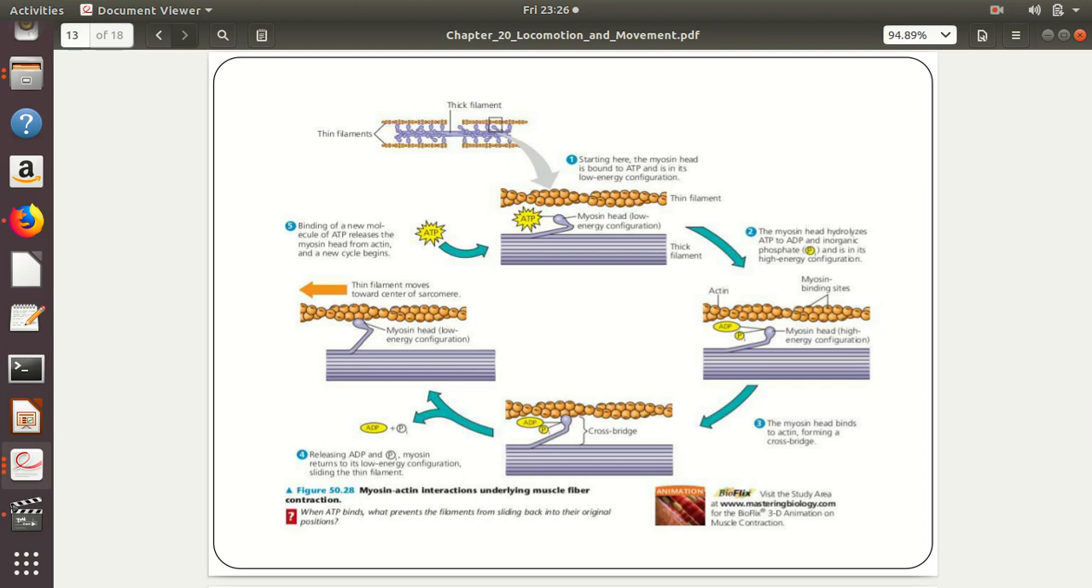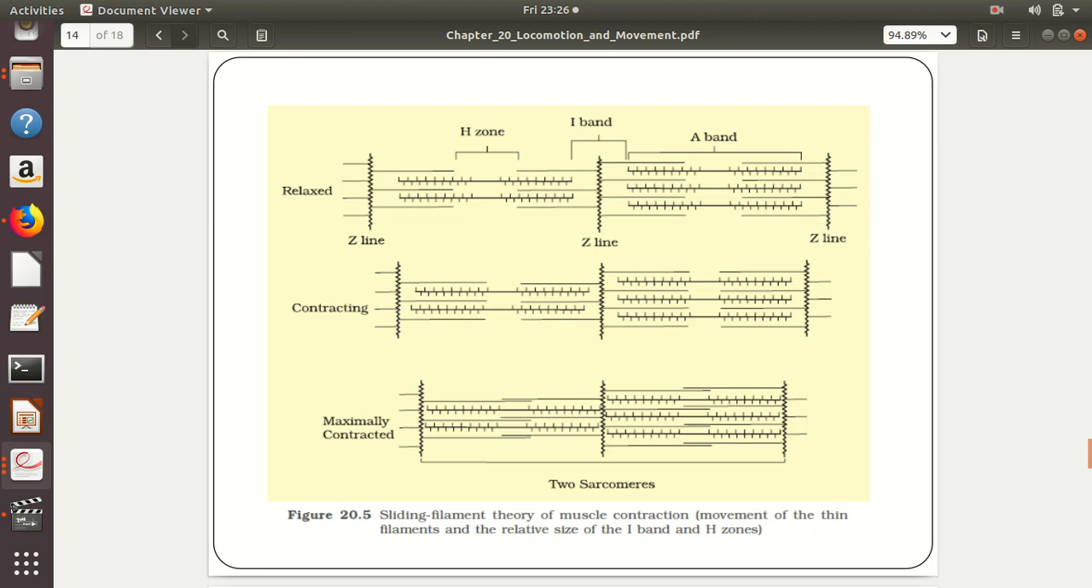Now the sliding filament theory of muscle contraction, that is, the movement of the thin filaments and the relative size of the I band and H zones at various stages of muscle contraction, can be noticed. In a relaxed state, the H zone is wider, the I band is also wider in nature, and the A band is there. So the Z line is there in between.